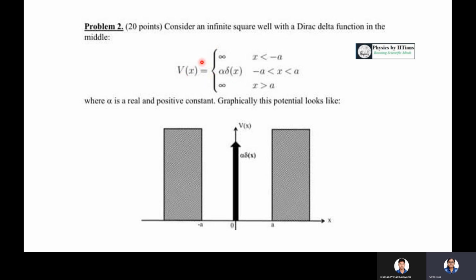So the form of the potential is V(x) equals infinity for x less than a, V(x) equals alpha delta of x, this is the weight of this delta function, where x ranges from minus a to plus a, and this is infinite at x greater than a. Can you represent the wave function for this particular potential? This question has been asked in various PhD interviews in IITs. So let us discuss the question.